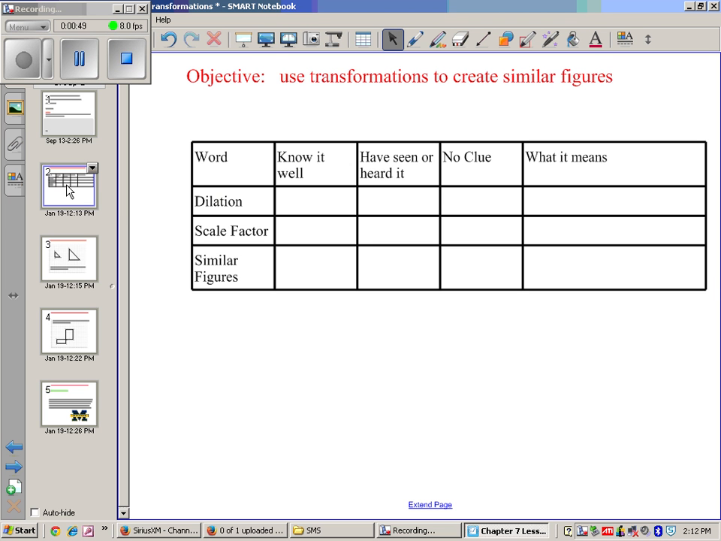Well, we have a couple words that we're going to be using this lesson: dilation, scale factor, and similar figures. We've seen these in the last chapter. What I want you to do is write down for each one whether you know it well, have seen or heard it, or have no clue what it is. If you know it, write down what it means. If you have no clue, take a guess. Then we will proceed to our first example.